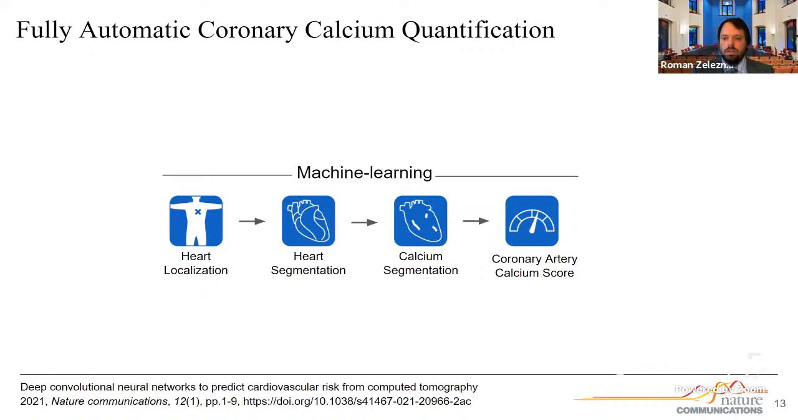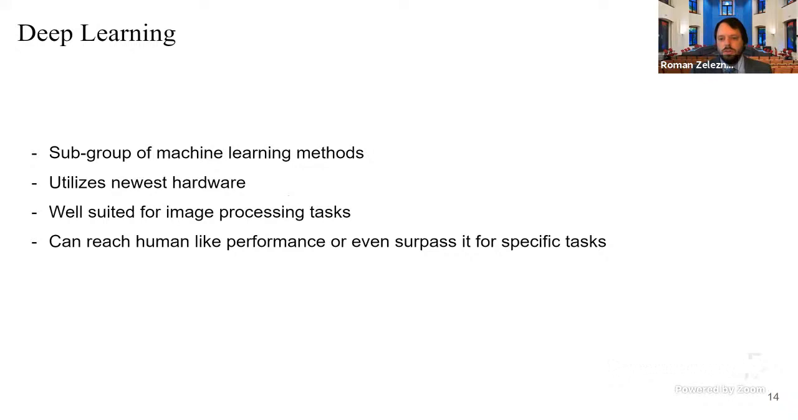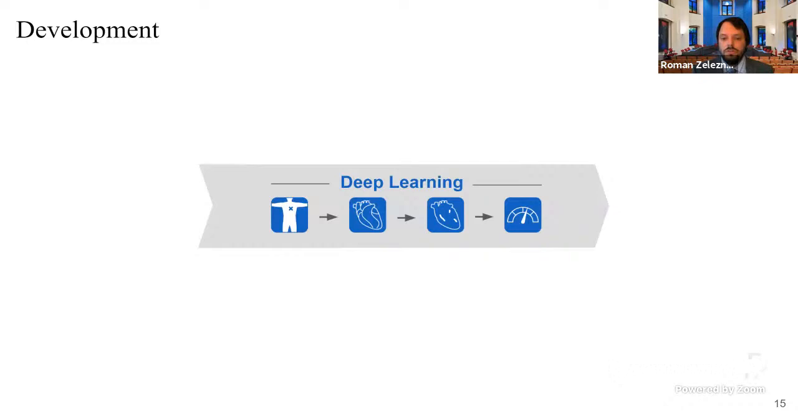For this project, we are using deep learning, which is a relatively new subgroup of machine learning. And deep learning has had tremendous success in recent years. It utilizes graphics processing units, or short GPUs, very well. Although they were initially developed for computer gamers, they are very well suited for all sorts of image processing tasks, including, of course, medical imaging tasks. In recent studies, deep learning has really shown that it can reach or even surpass human-like performance in specific tasks. To develop an accurate, robust deep learning system for our needs, we need a large training cohort.